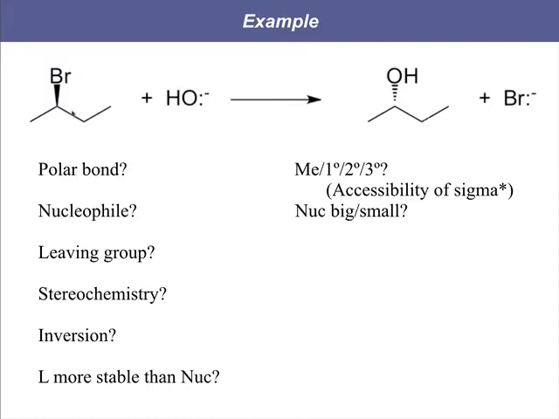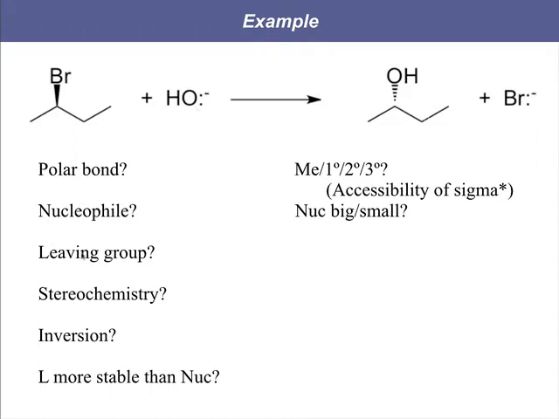Well, indeed we do. That carbon is way less electronegative than the bromine is. So this carbon-bromine bond is polar. Bromine is the negative end. Carbon is the positive end. So there's our polar bond. We have a nucleophile, like I pointed out. We have a group with a lone pair and a negative charge.